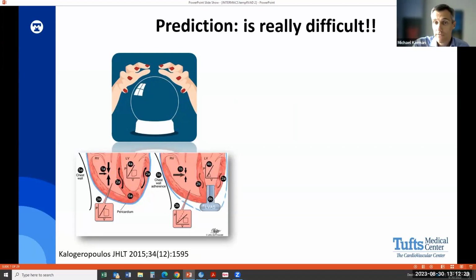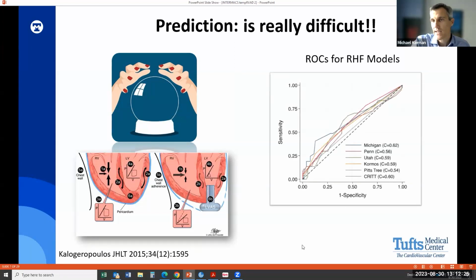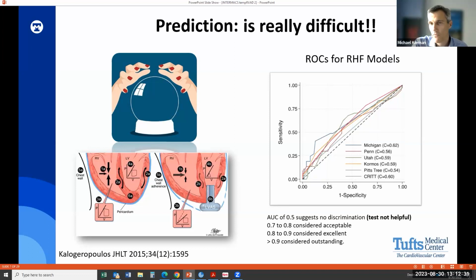So prediction is difficult. Lots of different investigators have done different analyses to try to determine risk scores, but generally speaking, these risk scores have performed pretty poorly when used in validation cohorts. This is what's called a receiver operating characteristic. For those who aren't familiar, essentially when a curve is as close to 1 as possible, that would be perfect prediction, meaning if we had a positive score for an RVAD, then we knew that each of those patients really required an RVAD. And this is the line of no difference.